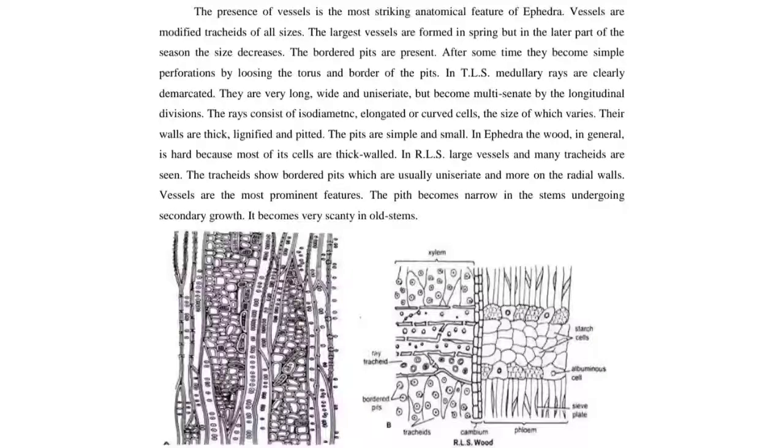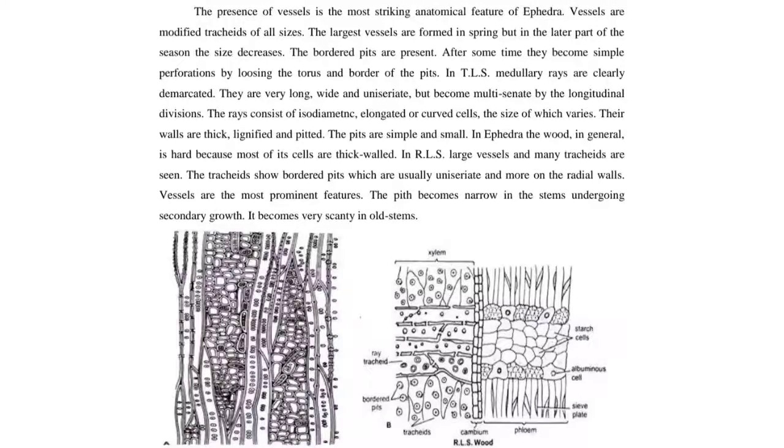In TLS medullary rays are clearly demarcated. They are very long, wide and uniseriate, but become multiseriate by longitudinal divisions. The rays consist of isodiametric, elongated or curved cells, the size of which varies. Their walls are thick, lignified and pitted. The pits are simple and small. In Ephedra the wood, in general, is hard because most of its cells are thick-walled.